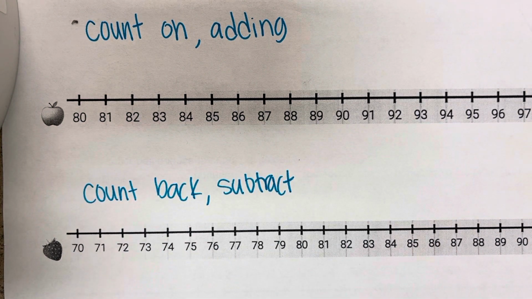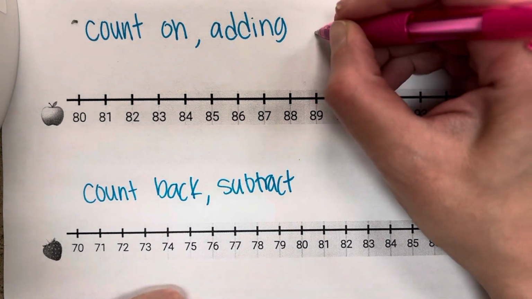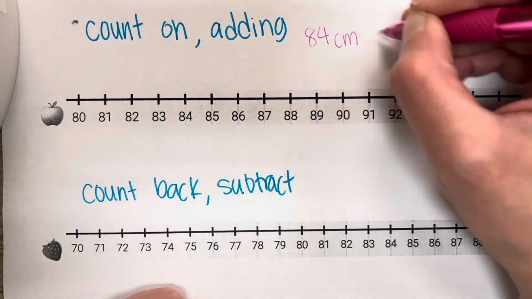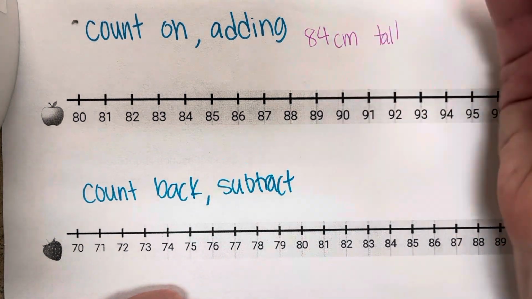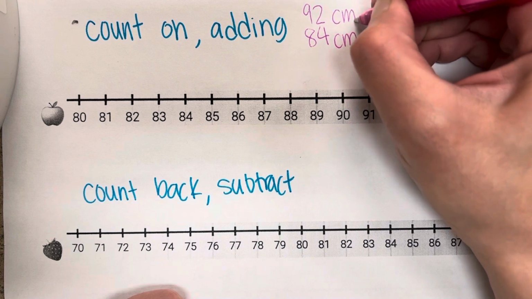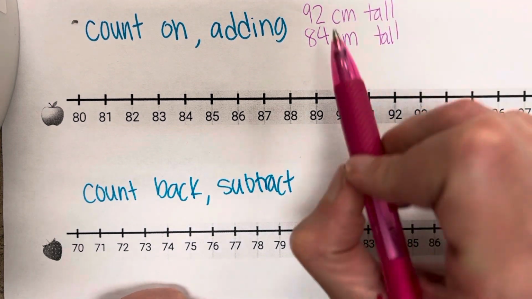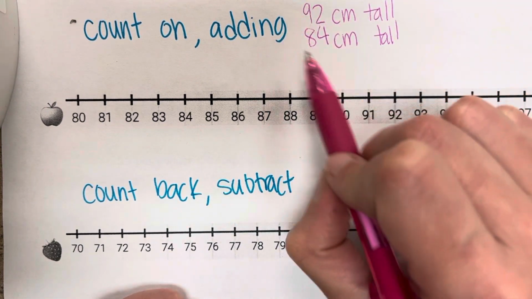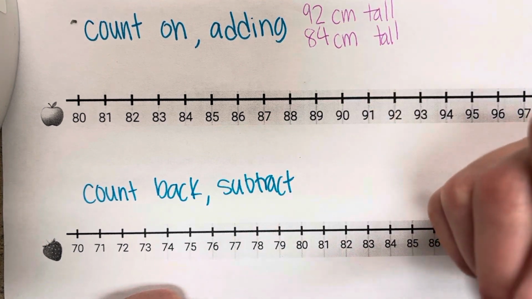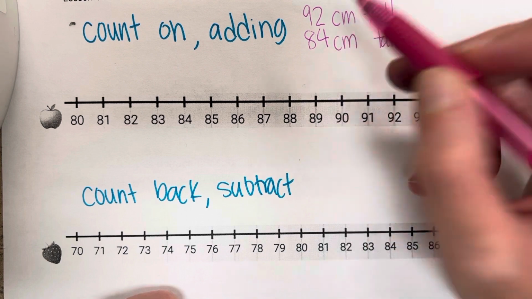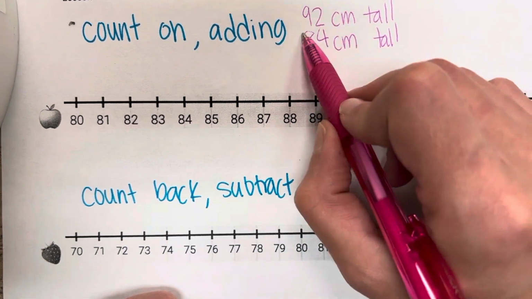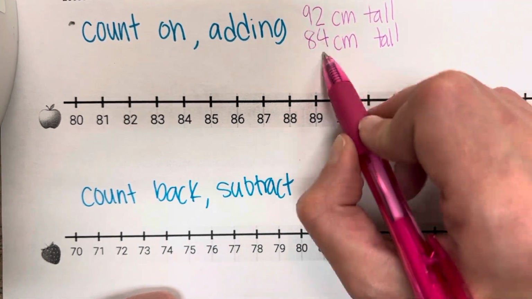So when we're trying to compare two things, let's say I have one kid who's 84 centimeters tall, and I have another kid who maybe is 92 centimeters tall. And I might wonder, what is the difference between their heights? And we've been talking about how difference is the answer to a subtraction problem in class. So the first thing we do is we want to plot their two heights on our number line.